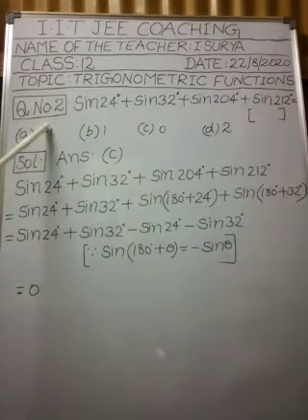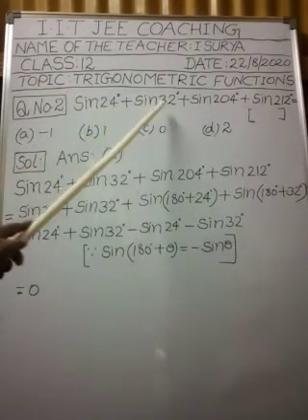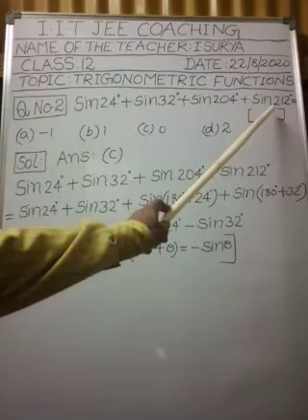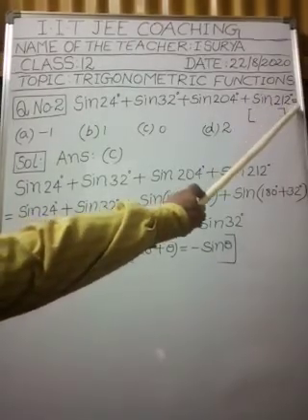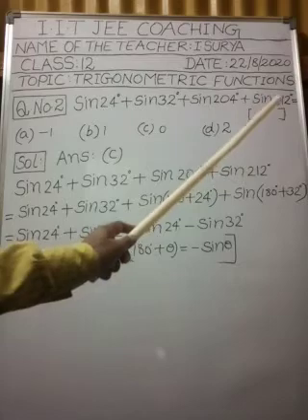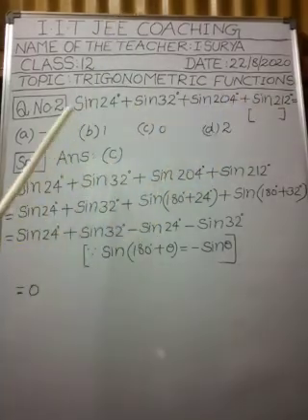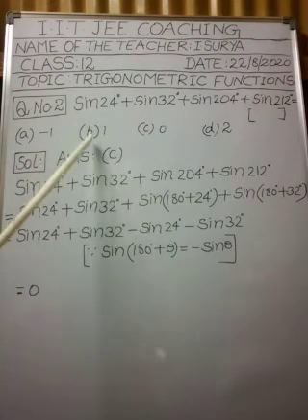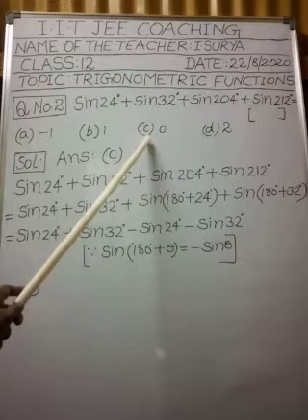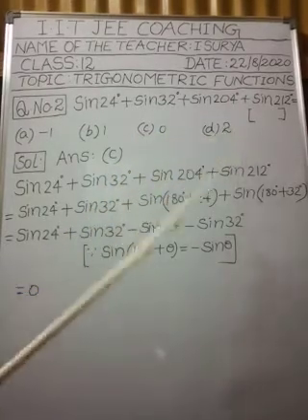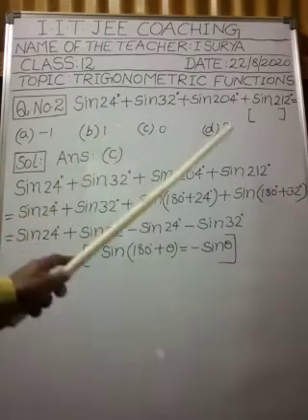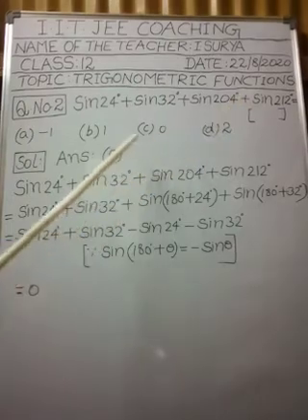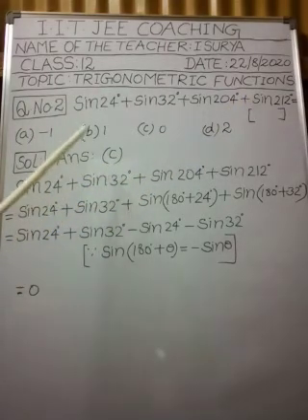Question number 2. Sin 24 degrees plus sin 32 degrees plus sin 204 degrees plus sin 212 degrees is equal to. We have to find the value of this expression. Okay, my dear children? Right. See these options. First option is -1, second option is 1, third option is 0, and fourth option is 2. In these four options, third option is correct, that is 0. The value of this expression is 0. Let us check the answer.